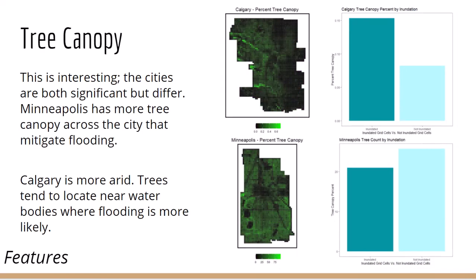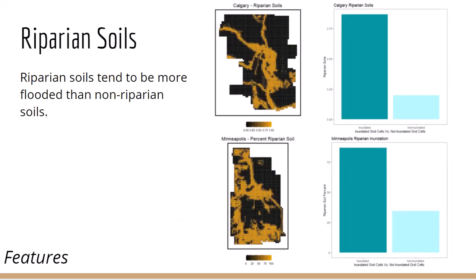This is interesting. The cities are both significant for tree canopy, but differ on this significance. Minneapolis has more tree canopy across the city that can mitigate flooding. Calgary is more arid. Trees tend to locate near water bodies where flooding is more likely. This feature is still included because it is significant in both cities. Riparian soils tend to be more flooded than non-riparian soils.